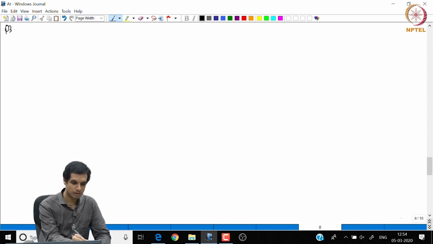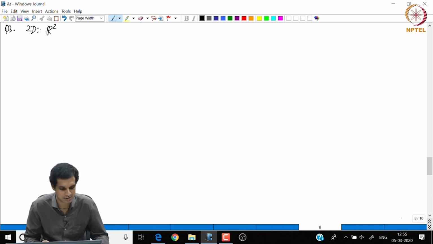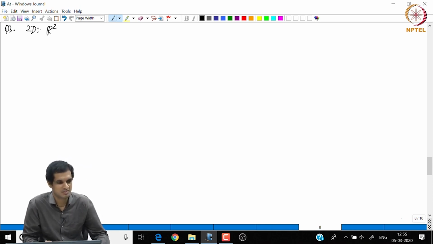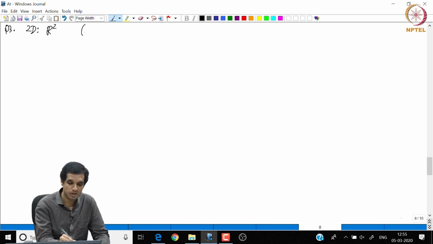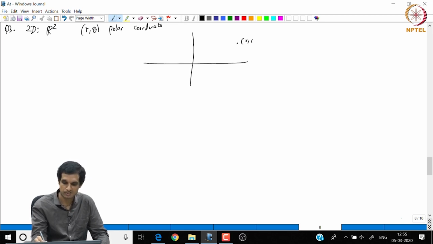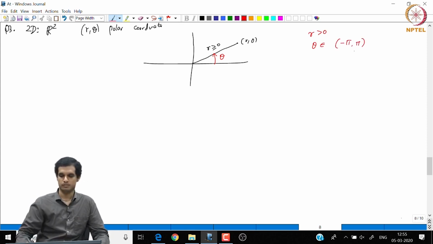Now, here I present to you a dynamical system in 2 dimensions, R2, but you see that it is not really a 2 dimensional example, because the dynamics of one of the variables is very independent and trivial. So, I use polar coordinates in R2. To recapitulate, a point is characterized by r and theta, where r is the distance from the origin, which is always positive, and theta is this angle. We will take r to be positive and theta belonging to minus pi to pi.